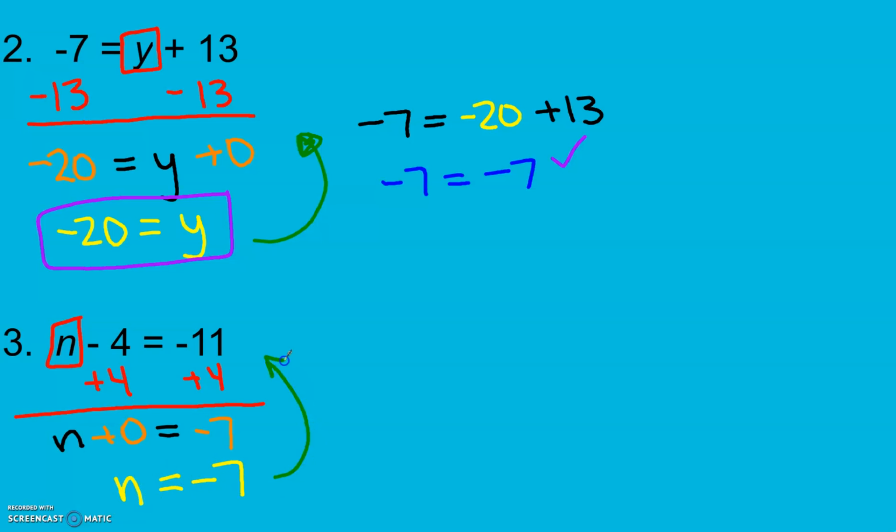Now we're going to plug it back in and check. My n value was a negative 7 minus 4 equals negative 11. Let's check it. Negative 7 minus 4 is negative 11. I get negative 11 equals negative 11. That checks, and we are right.